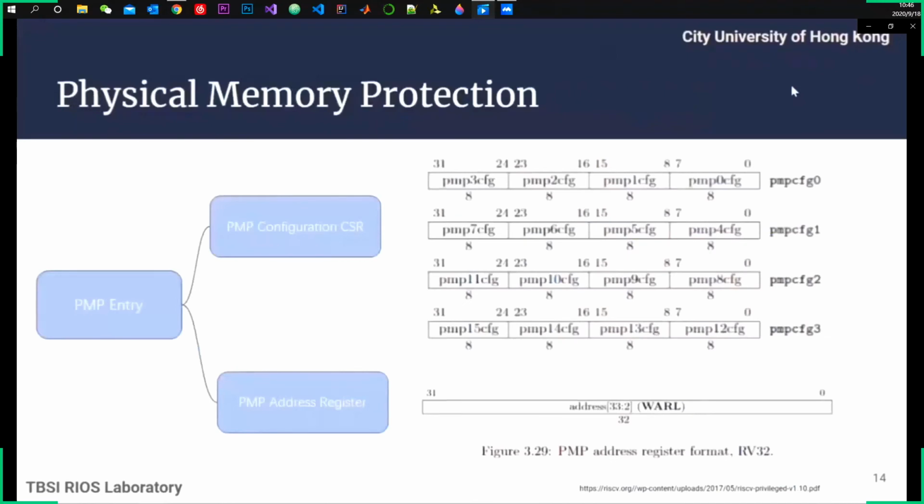To support secure processing and contain faults, it's desirable to limit the physical addresses accessible by software running on the hart. RISC-V implements physical memory protection through configuring two kinds of registers, the configuration CSRs and the address registers. As you can see in the picture on the right, each configuration CSR is 8 bits, and the address register is 32 bits for RV32. A PMP entry consists of a configuration CSR and an address CSR. In RV32, 4 small configuration registers are combined into a big one, as shown on the right.